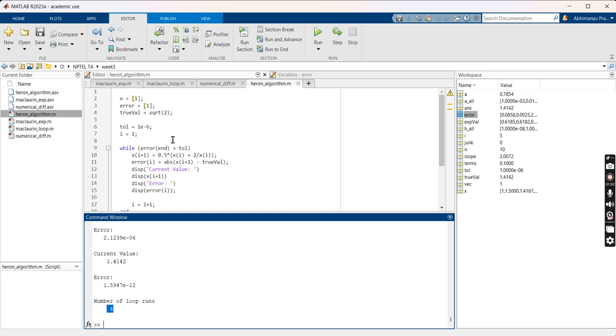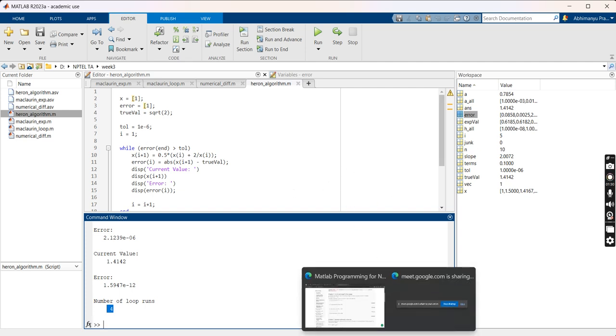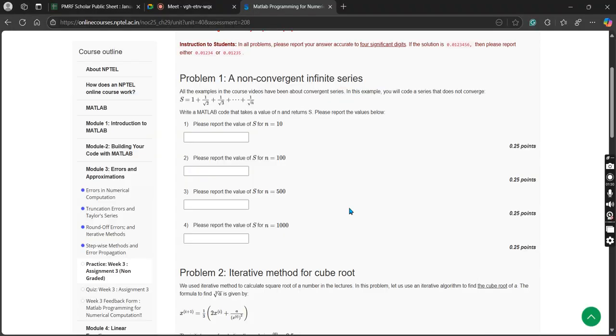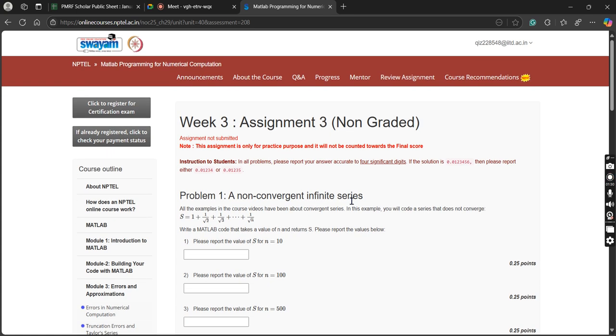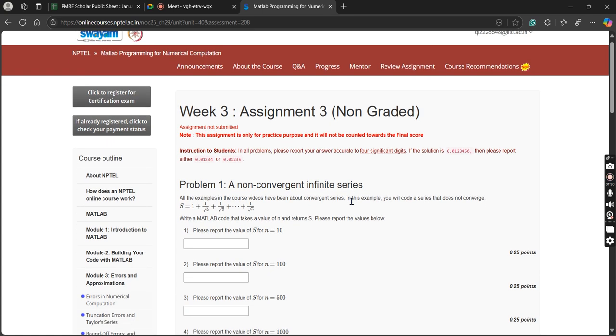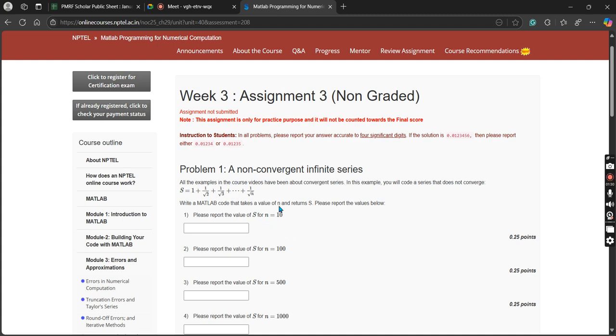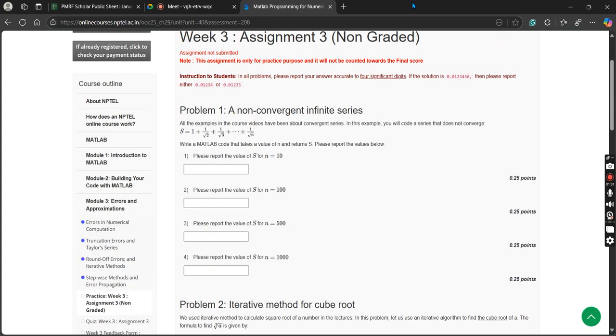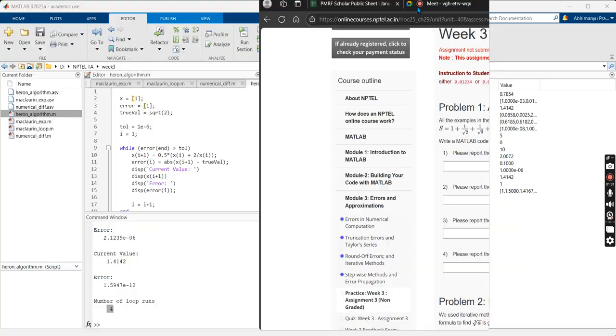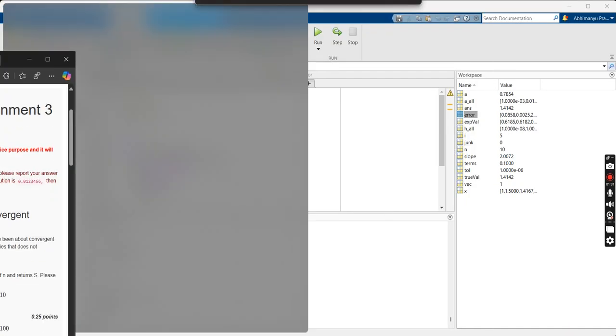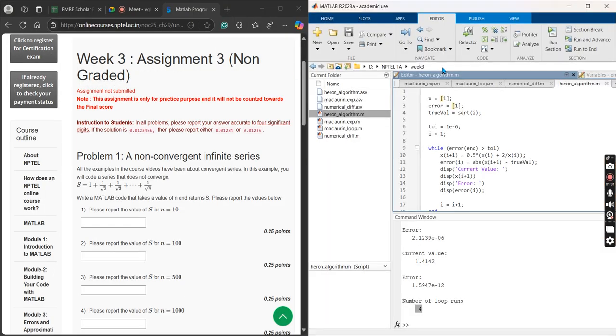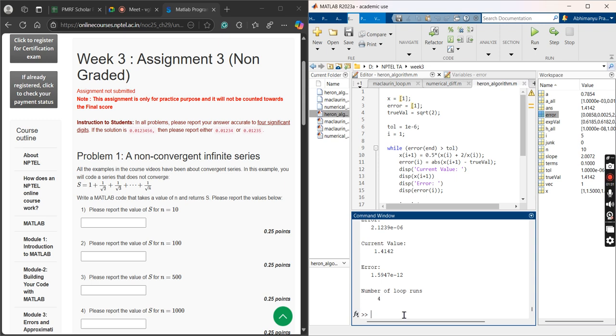Right. So with this, we have some time left. Let us now look at this non-graded assignment for week 3 and try to solve it. This is similar to what we have seen until now, just the functions are different. So we will try to do this over the next half an hour. I think I have half an hour left.